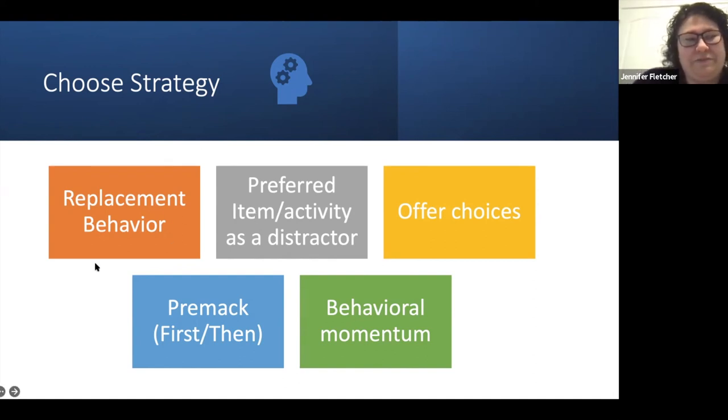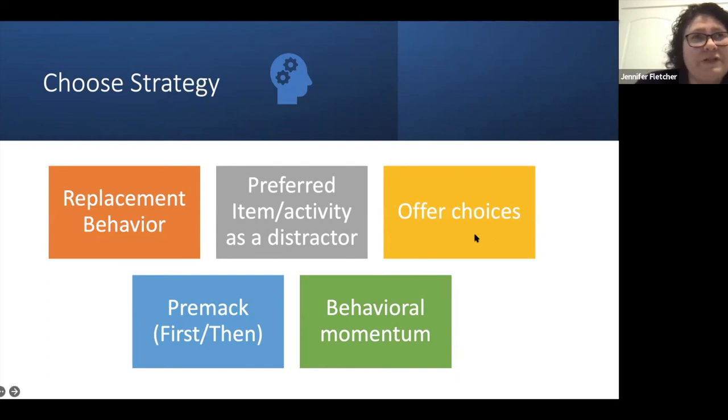So just as a reminder, the replacement behavior is where you're trying to teach a new skill that serves the same function as the function of the behavior. Preferred item, trying to make it more fun for them, have a little bit more fun activity that has the same skill. So another example of that I've done is maybe you want them to learn their numbers, identify their numbers. You can do bean bags with numbers on them, and they get to try to toss it into a hula hoop and then say what the number was.